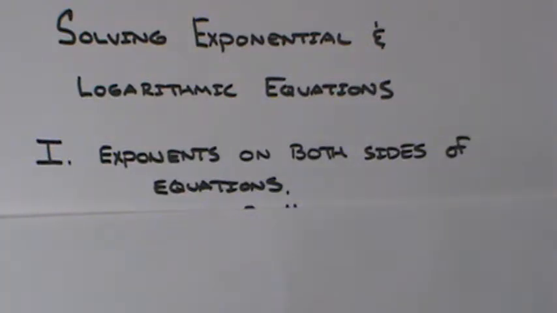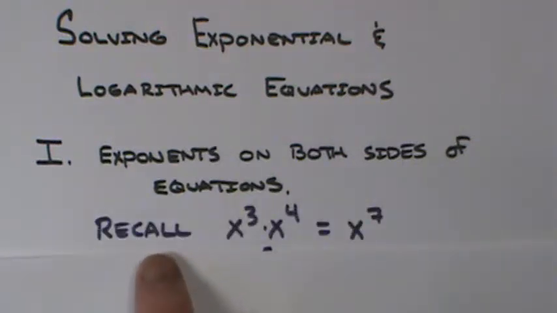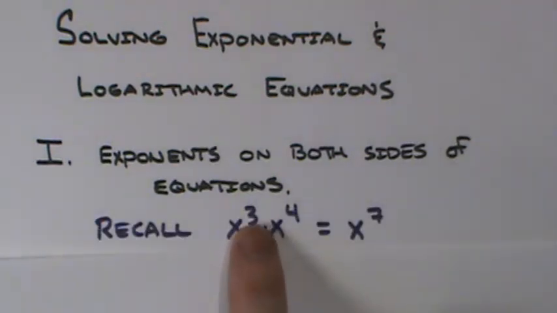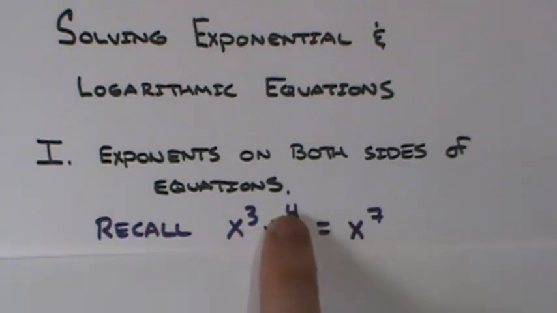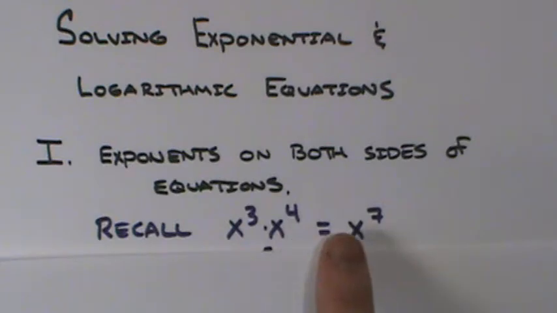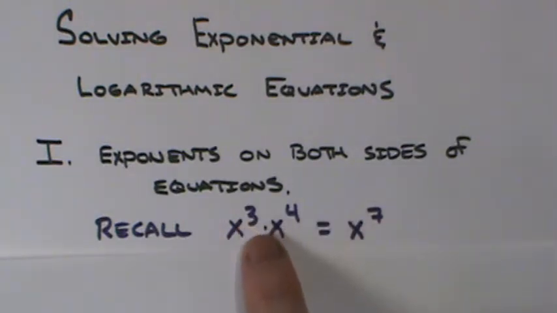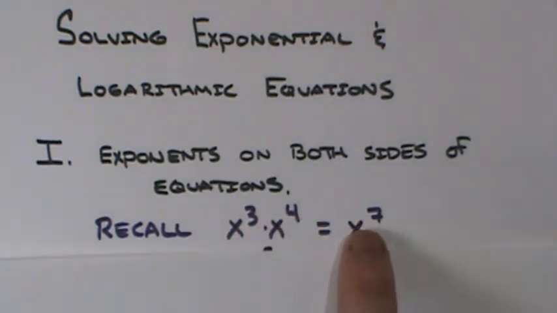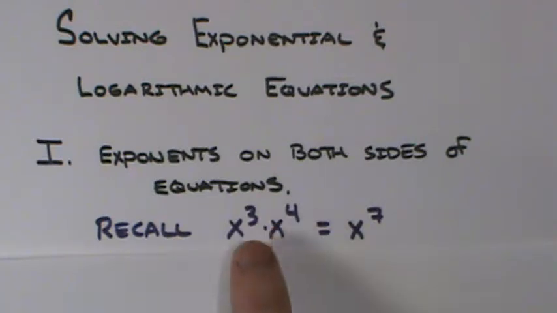Before I start with examples, I want to make sure your mind is warmed up about your rules of exponents. Recall, if you have x to the third times x to the fourth, when you have like bases and you're multiplying, you are expected to add the exponents. So x to the 3 times x to the 4th would be x to the 3 plus 4, which is 7. You add the exponents when you're multiplying like bases.